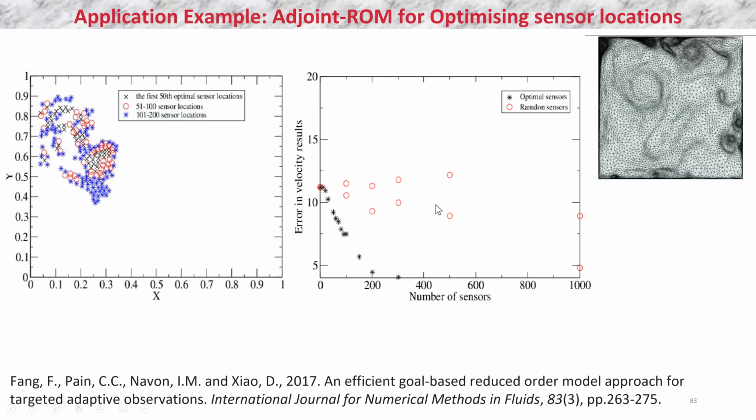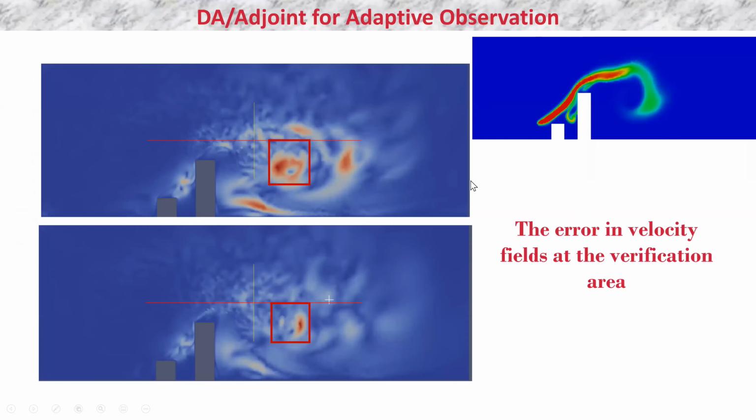So basically, if we randomly choose the data from this area, you can see this is the error. This error does not decrease, but if you choose the measurement from these optimal locations, the error decreases fast. So basically, you can see this error after you pick up the measurement at the optimal locations, and the error decreased.